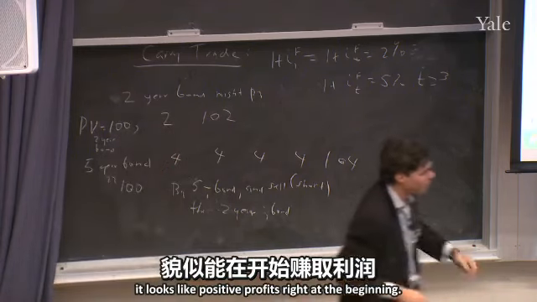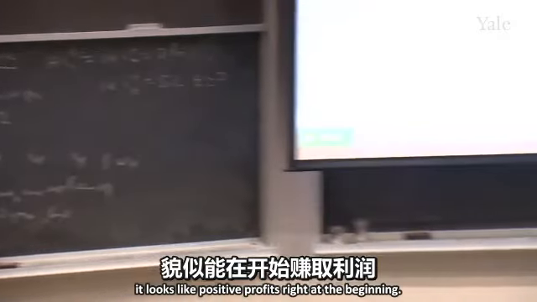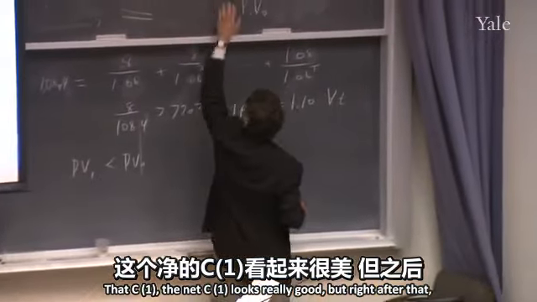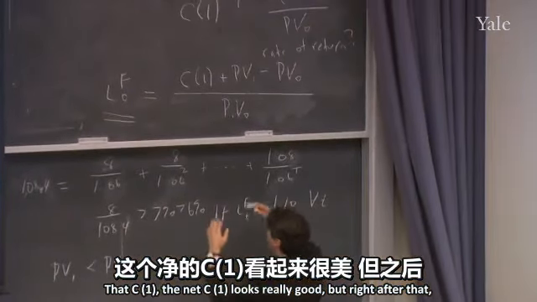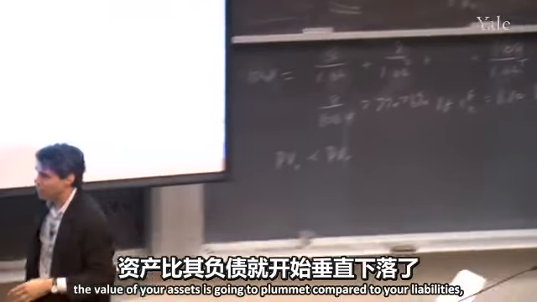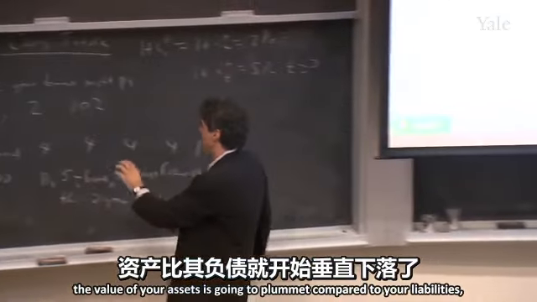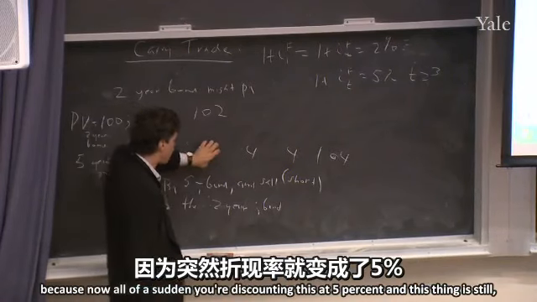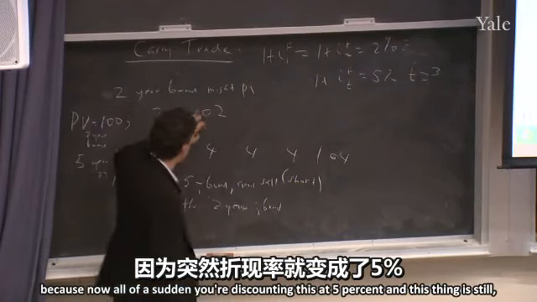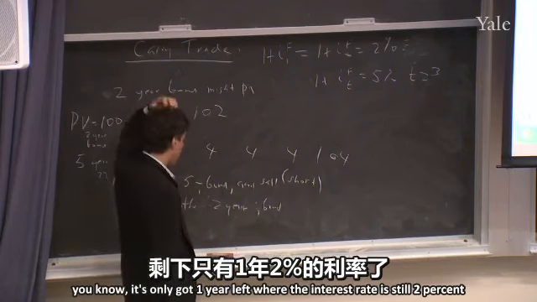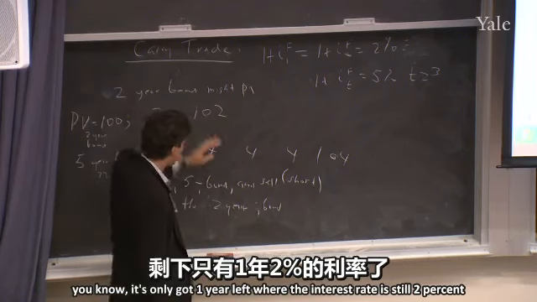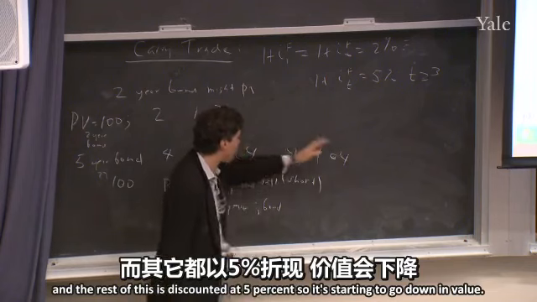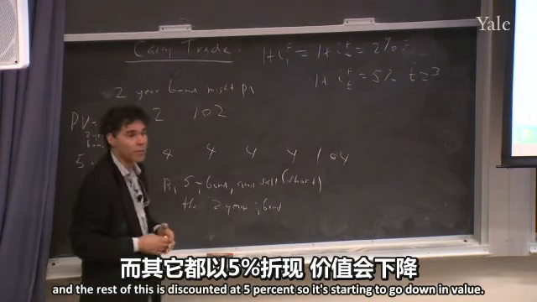It looks like positive profits right at the beginning. Okay, that net C1 looks really good, but right after that, the value of your assets is going to plummet compared to your liabilities, because now all of a sudden you're discounting this at 5%, and this thing only has 1 year left where the interest rate is still 2%. The rest of this is discounted at 5%, so it's starting to go down in value.